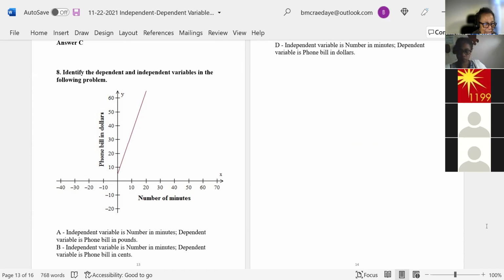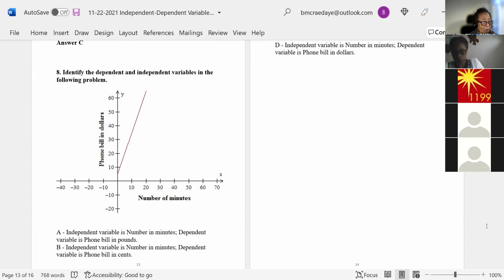But you pay based on what? Based on the amount of minutes you use. So the amount you pay is dependent upon what? The minutes. So what is the dependent variable? What is the dependent variable? Dependent variable is what you pay.